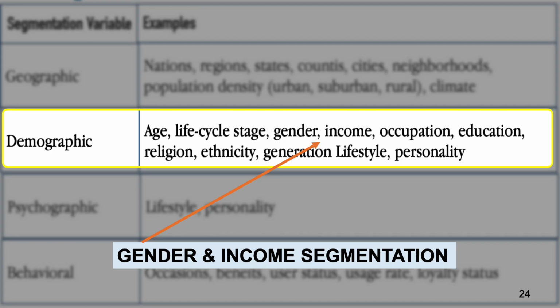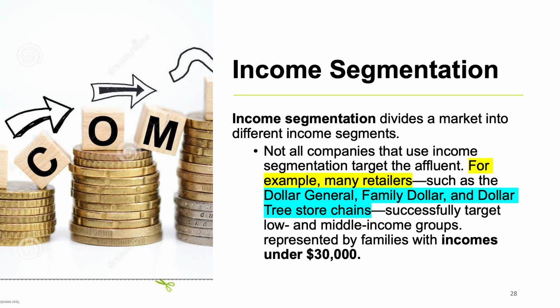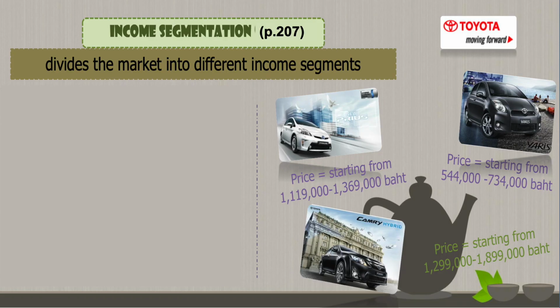Income segmentation divides a market into different income segments. The marketers of products and services such as automobiles, clothing, cosmetics, and financial services have long used income segmentation. Many companies target affluent, rich consumers with luxury goods and convenience services. Other marketers use high touch marketing programs to court the well to do.